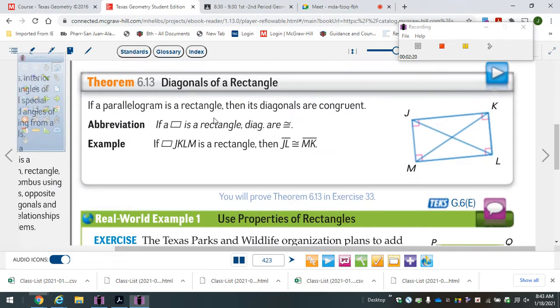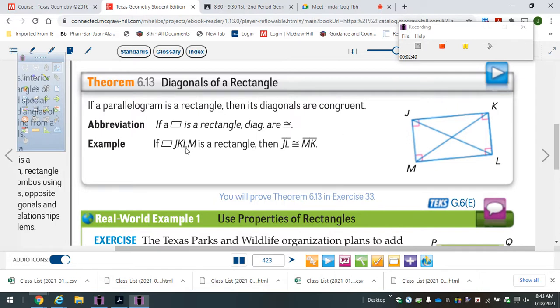Okay, if a parallelogram is a rectangle, then its diagonals are congruent. So this is the only new thing about parallelograms. Remember, parallelograms usually had one longer, one shorter, because it was kind of like a slanted one of these, pushing. But in this situation, they are equal, and they still bisect each other. So if a parallelogram is a rectangle, diagonals are congruent.